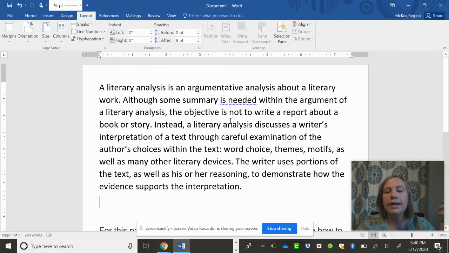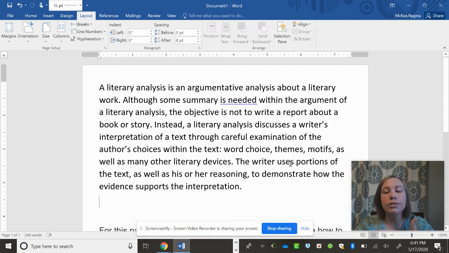So instead, a literary analysis discusses a writer's interpretation of a text. So that's you, you're the writer. You're going to interpret the text through careful examination, which is analyzing it. Okay, and you want to look at some of the author's choices within the text. So their word choice. The themes is where you're going to really want to focus, or the motifs. Okay. So the themes within the human interaction, how do people respond to situations? Tradition we talked about. Peer pressure could be something you focus on. So you can use these types of things within the text to help you develop your literary analysis, or you can use other literary devices as well.